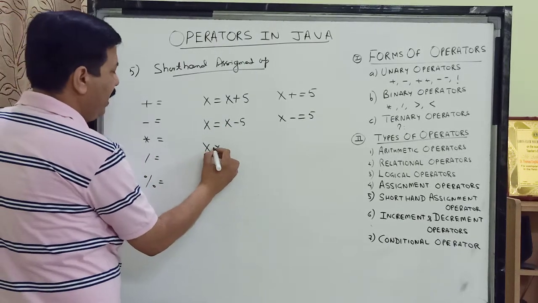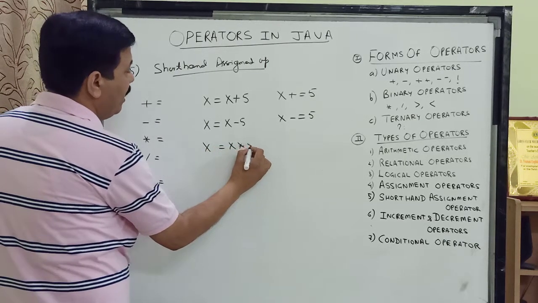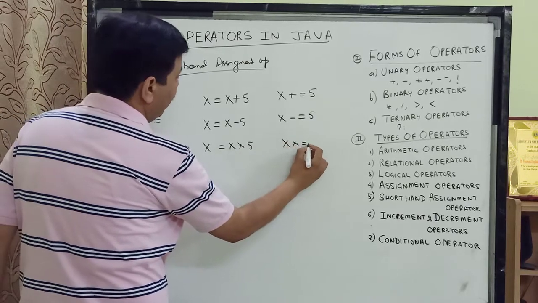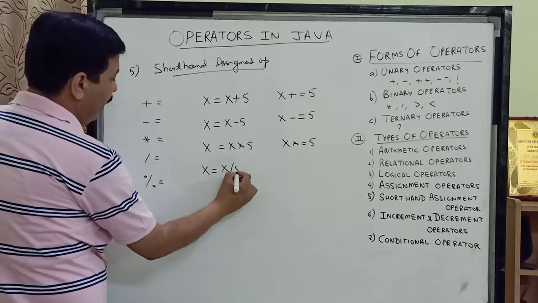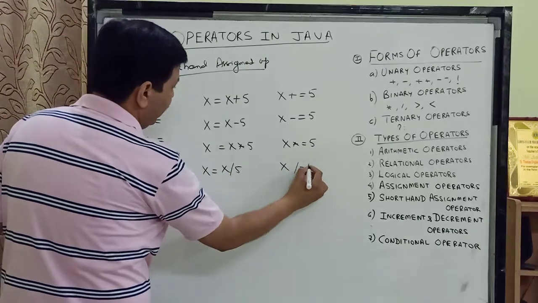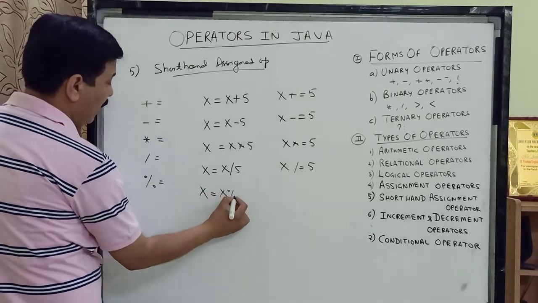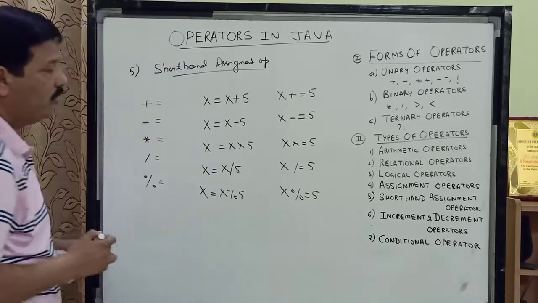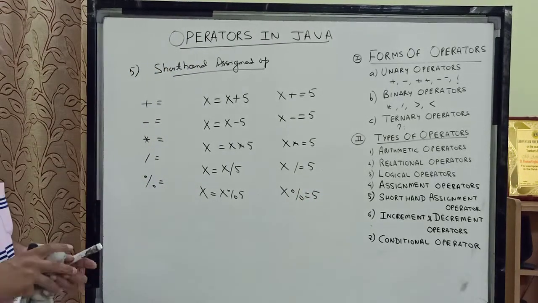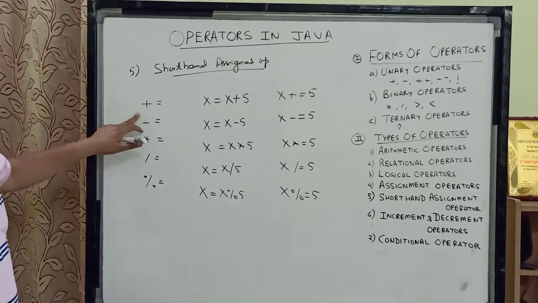If I say x is equal to x multiplied by 5, the same thing can be written as x multiplication equals 5. And x is equal to x divided by 5, I can write in the same way. It is going to do the same task. And x is equal to x modulus 5, the same thing I can write like this, x modulus equals 5. So children, these are Java shorthand assignments. These also hold the last priority because they contain an assignment operator. So they are evaluated at the end.